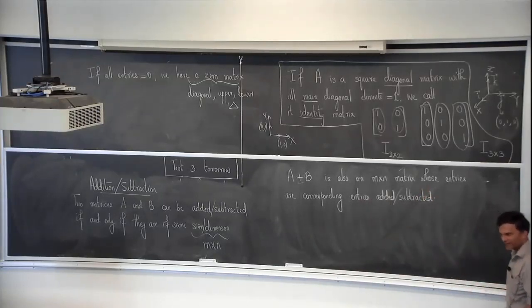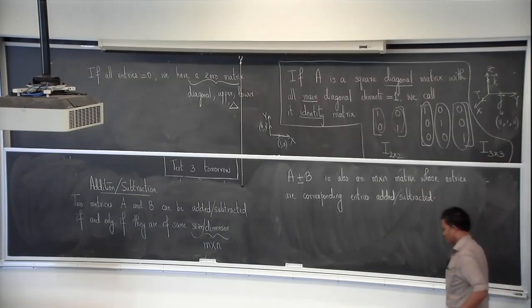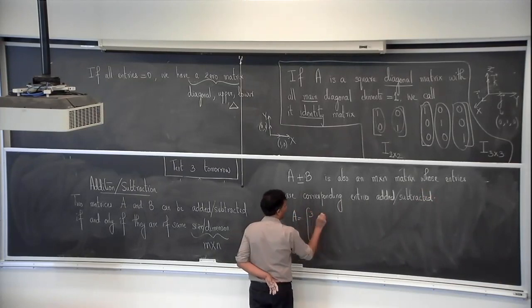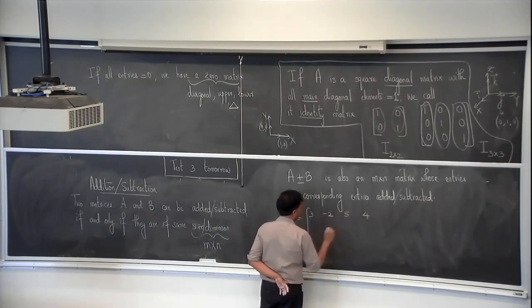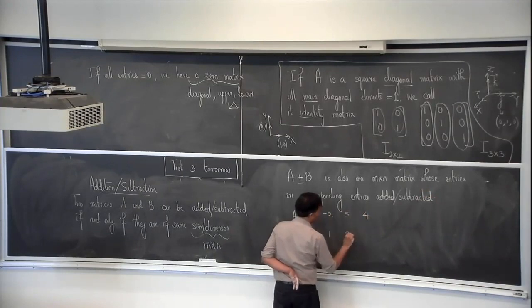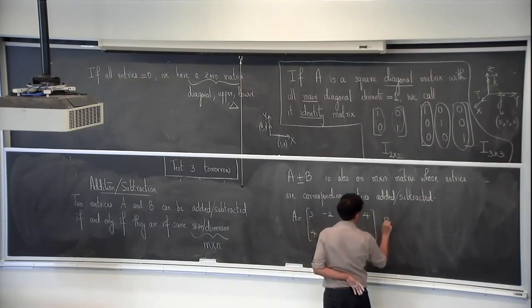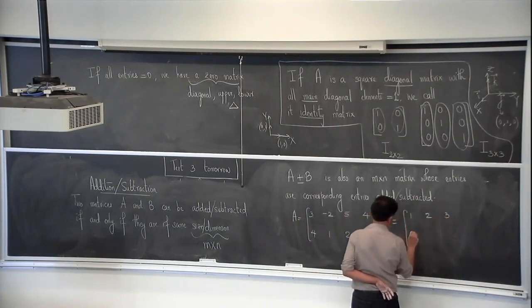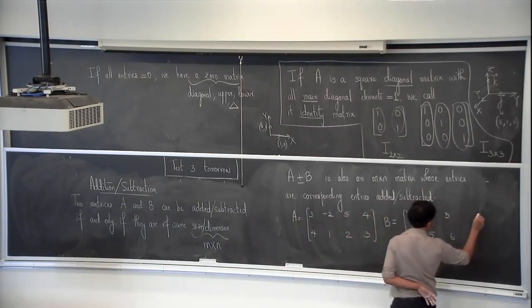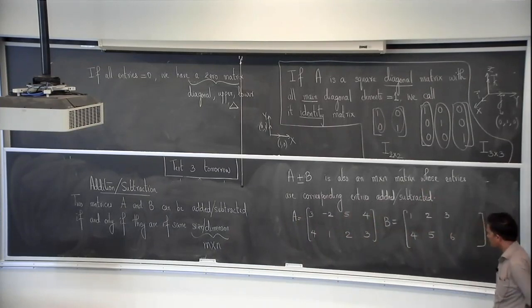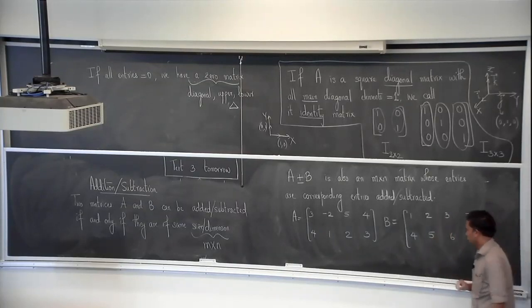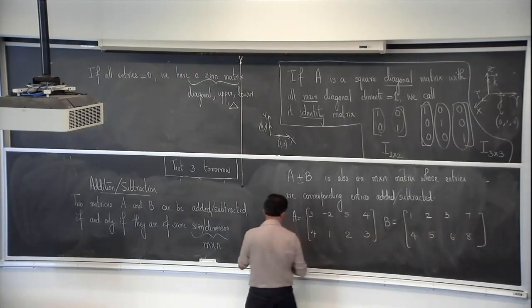So we'll have some fun with this, adding and subtracting numbers. That sounds like fun. So let's say A equal to 3, -2, 5, 4, 4, 1, 2, 3. B equal to 1, 2, 3, 4, 5, 6. Can we add them together? No. 7, 8. Now let's find A plus B and A minus B.